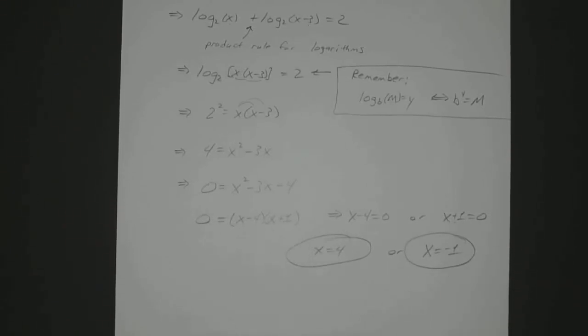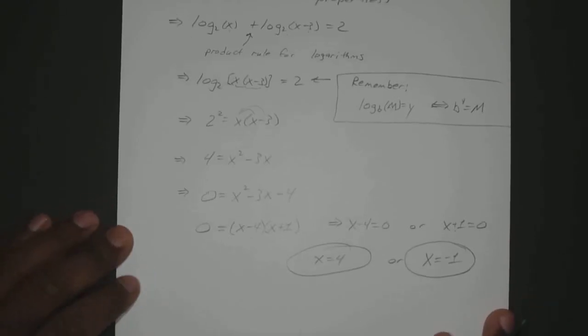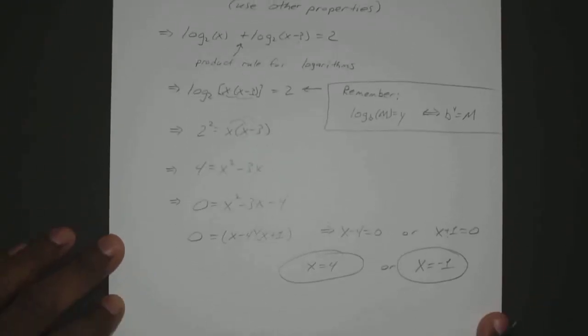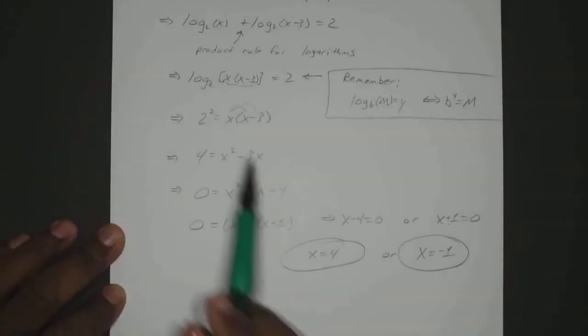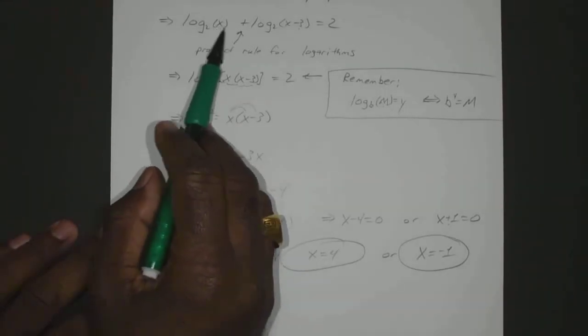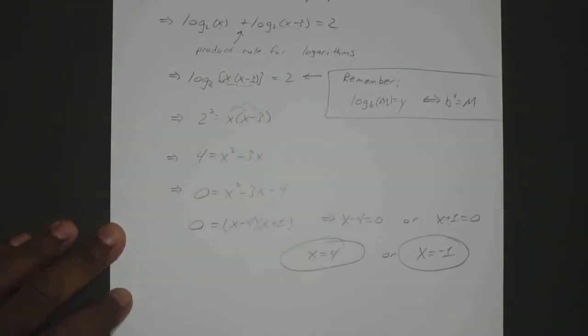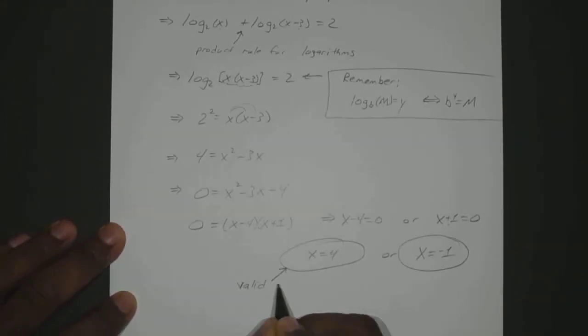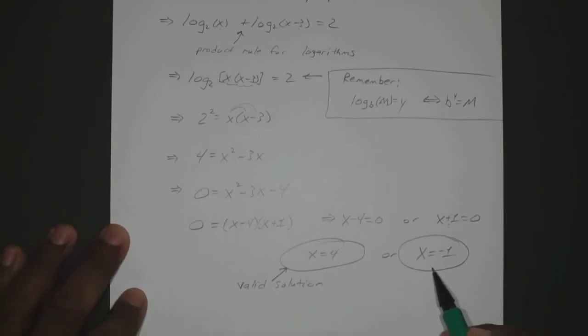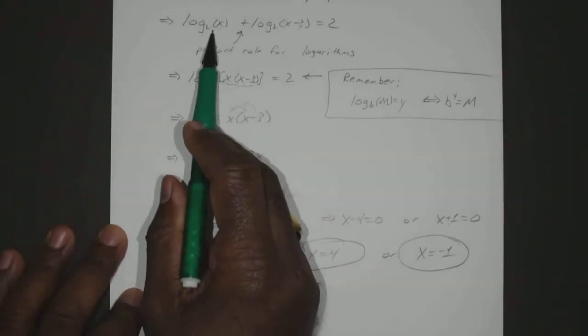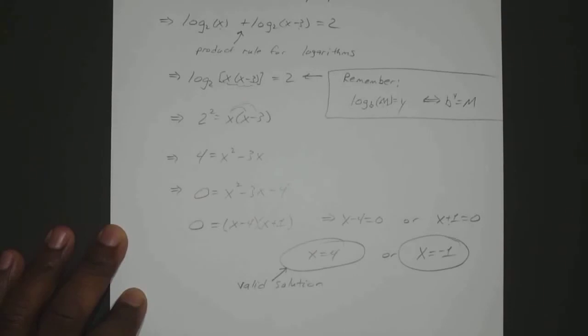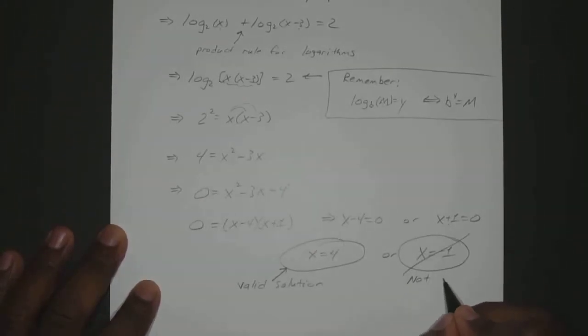That means we still have to check them. I already have it rewritten right there. If we plug in 4, that would be positive and that would be positive, so we're okay there. So it's a valid solution. If we plug in negative 1, we'll end up with log of negative 1, which you can't use. So we know that one's not a valid solution.